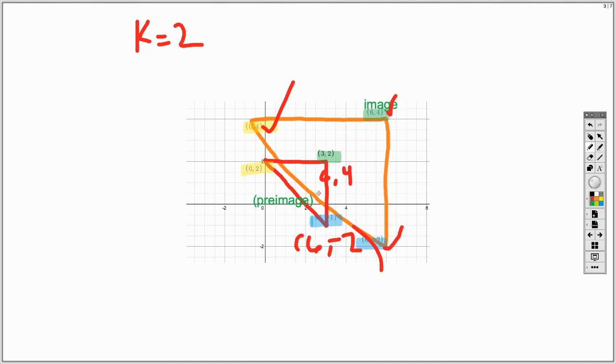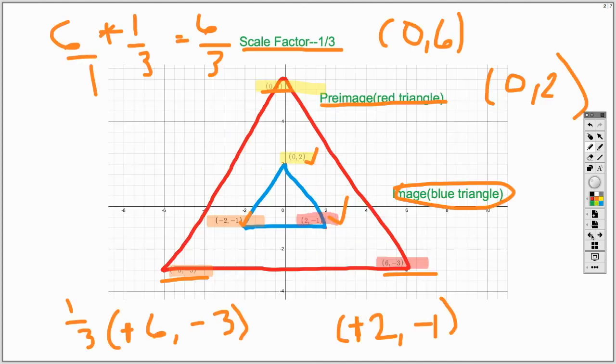And since pre-image to image got multiplied by 2, our scale factor is 2, as each side or point got multiplied by 2 exactly, proportionally. So this is an enlargement as the image got larger from pre-image to image. And this one was a reduction because it shrank from pre-image to image.